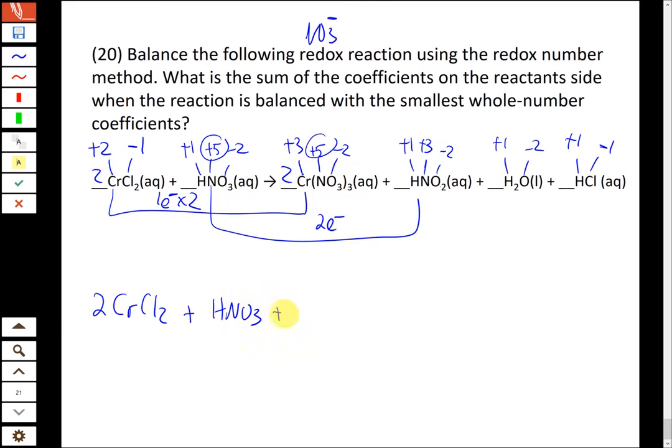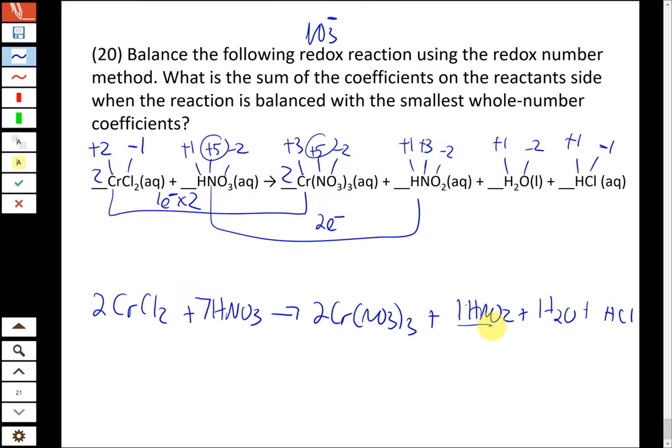And then on the product side, we get 2 chromium nitrates. Those have to be 2 to balance the electrons. This has to be 1 to keep the electrons balanced. Then water and HCl. All right, and so what we need to make sure is we have the right number of nitrogen. On the product side right now, we have this HNO2, which is 1 nitrogen. We have 6 more from the nitrates, 2 times 3 is 6. So we need a total of 7 HNO3s to balance the nitrogen.